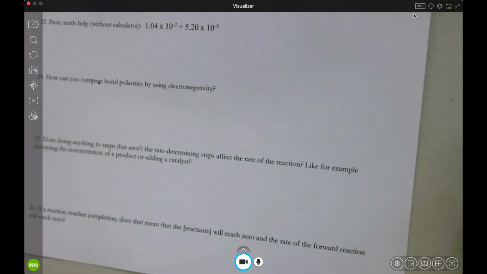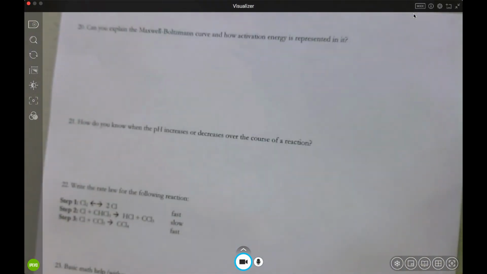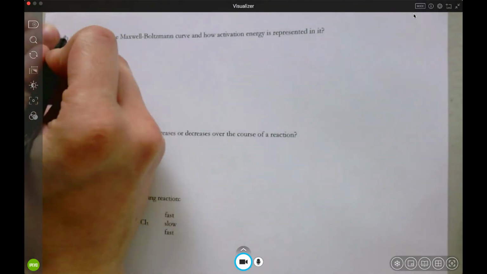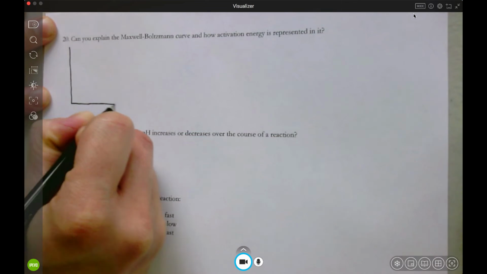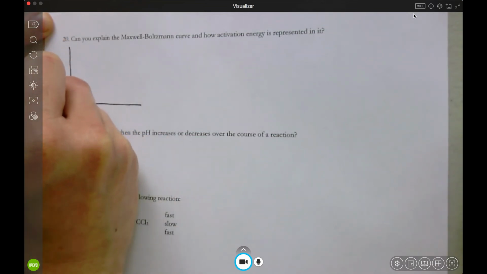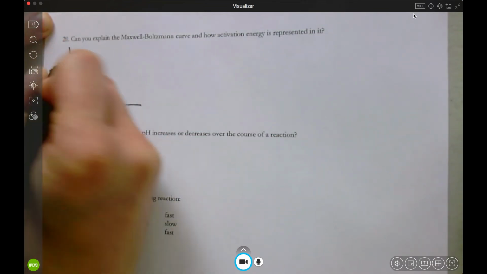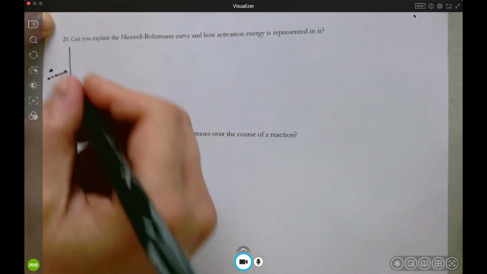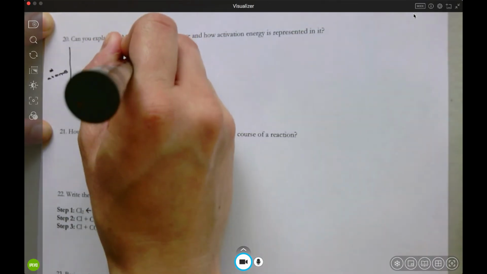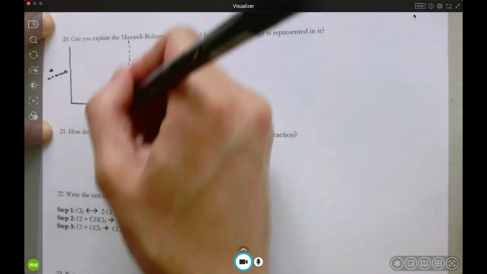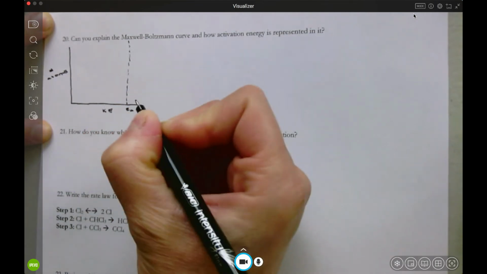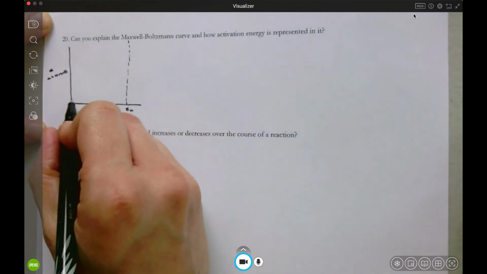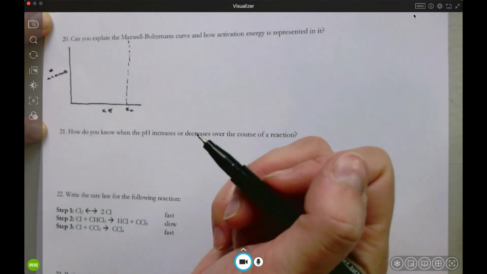Okay, last page. Can you explain the Maxwell-Boltzmann curve and how activation energy is represented in it? So if I were to create a Maxwell-Boltzmann curve, remember your y-axis is simply number of atoms. Okay, and then if I put kinetic energy on my x-axis, someone asked about the activation energy line. So basically this line represents the energy needed for a reaction to occur. So if you're above this point, then the reaction will occur. If you're below it, then those particles don't have enough kinetic energy.